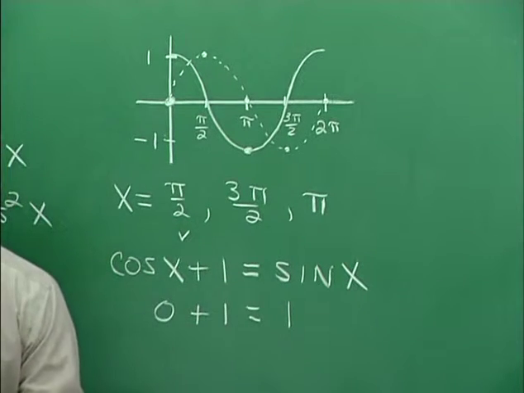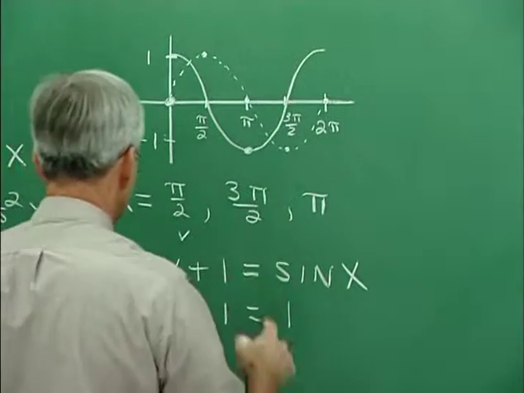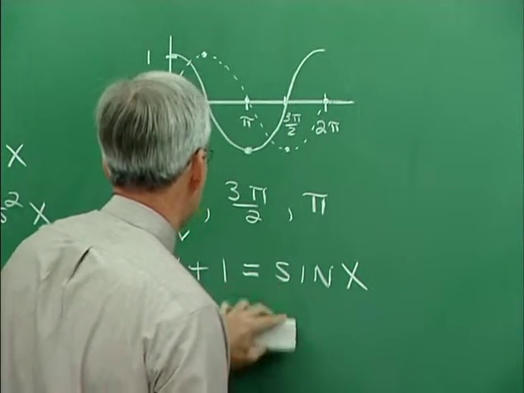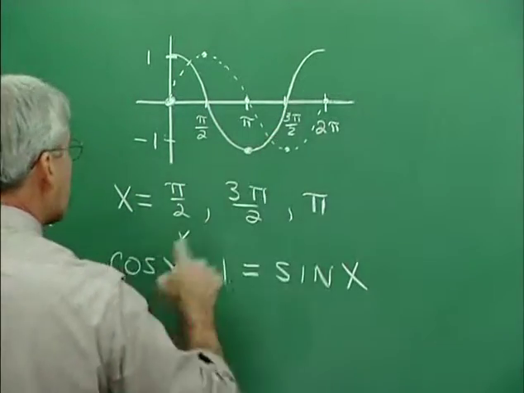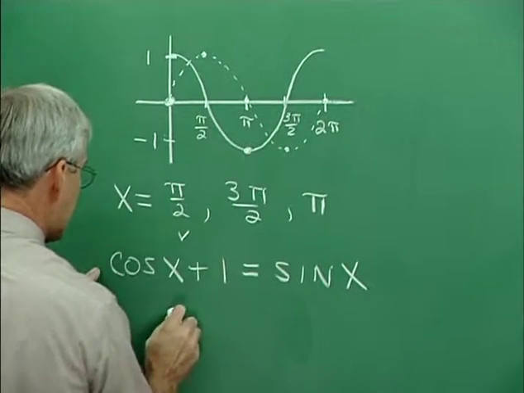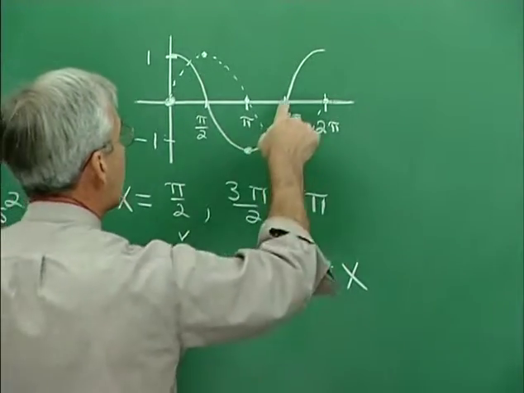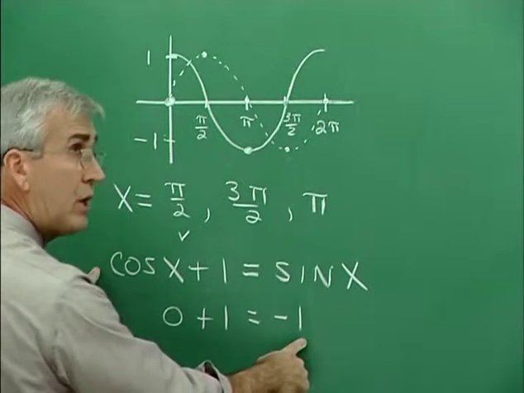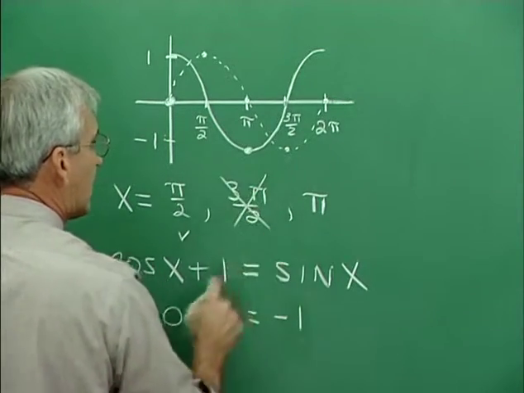All right, what about 3 pi over 2? Take a look at it. Now here's 3 pi over 2. Now look at sine and cosine. Cosine of 3 pi over 2 is here at the intercept, that's 0. And then I'll bring down this plus 1. The sine of 3 pi over 2 is down here at negative 1. Is 1 equal to negative 1? No! So we don't have a solution here at 3 pi over 2. We have to throw that out.